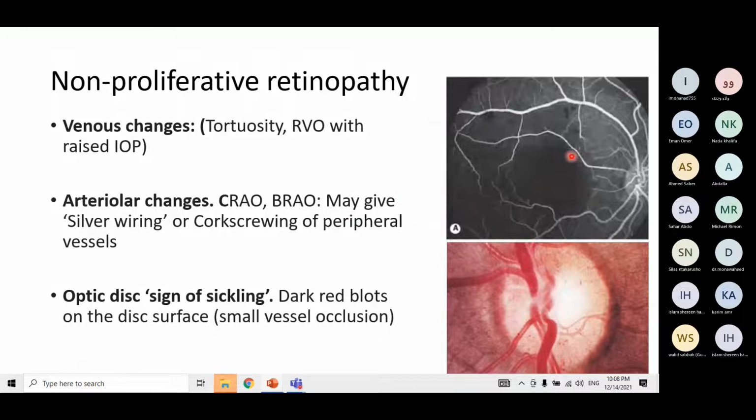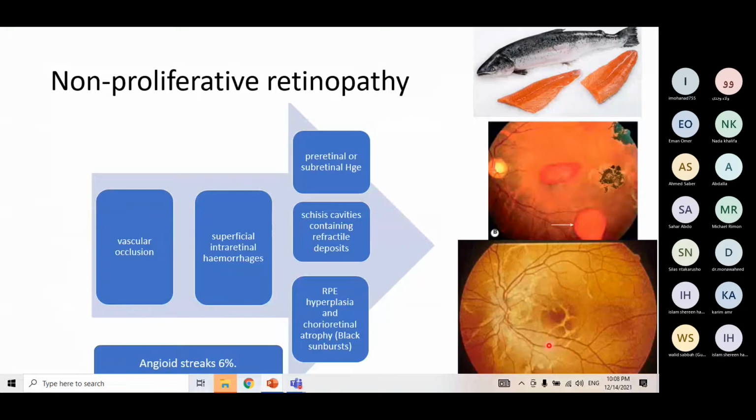The veins may show tortuosity, and there may be arterial changes like vascular occlusions. What we call the optic disc sign of sickling: we have those small reddish dots that may be mistaken for neovascularization of the disc in patients with diabetes. Those are due to small vessel occlusion. The posterior segment changes can be non-proliferative or proliferative.